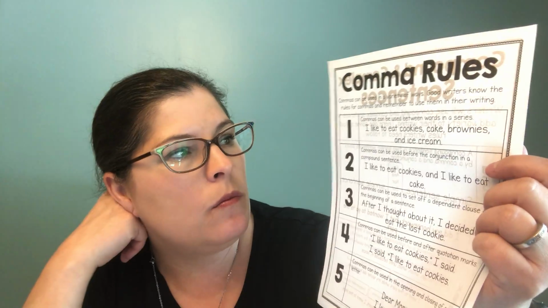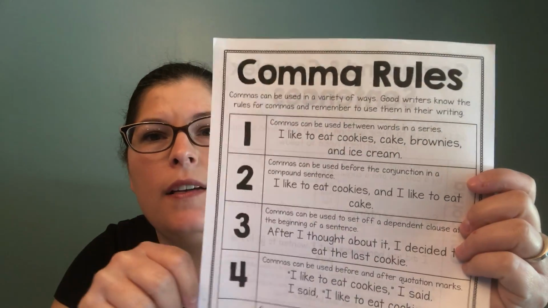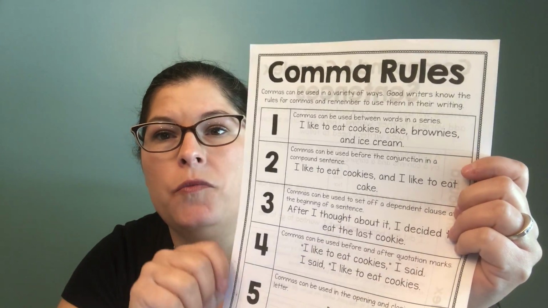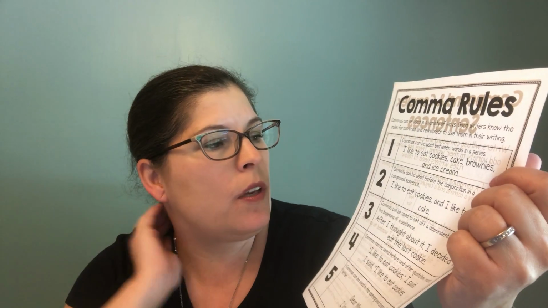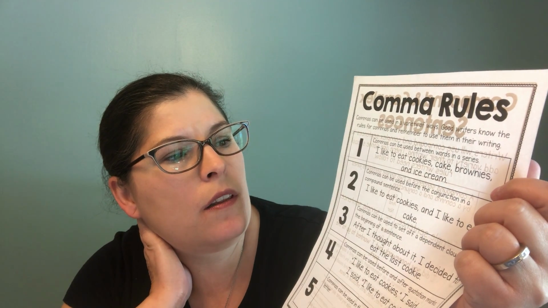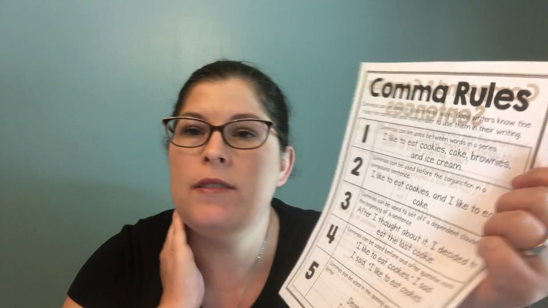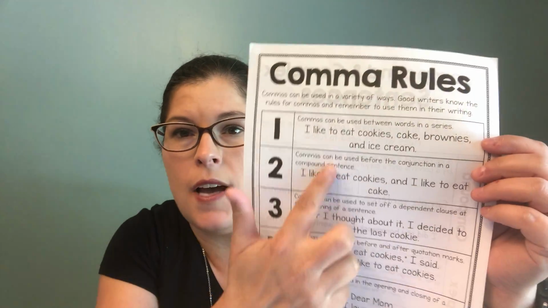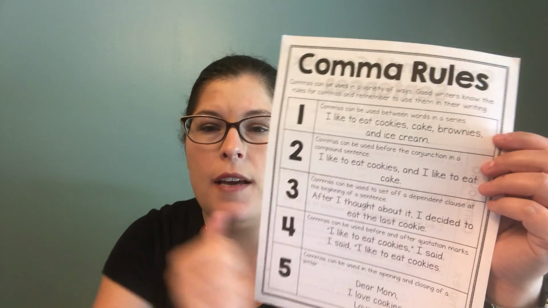We use them in between words in a series. So I like to eat cookies, cake, brownies, and ice cream. True that. Commas can be used before the conjunction in a compound sentence. So conjunction, junction, what's your function? It's comma and the conjunction, so comma and here.